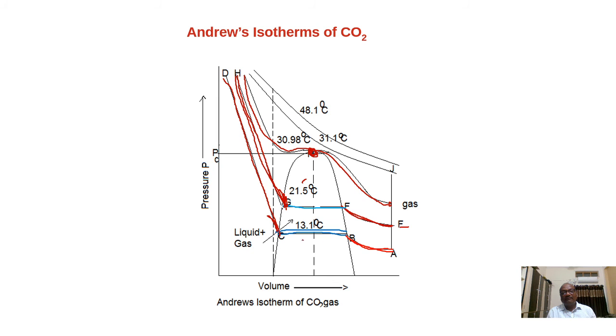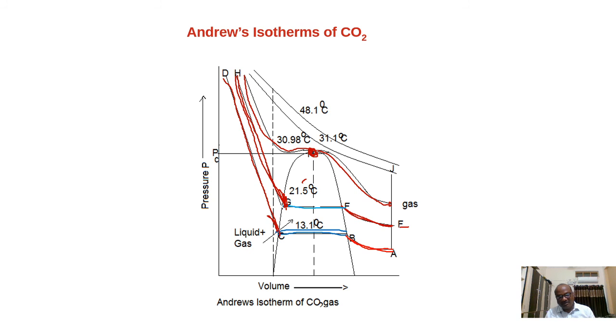And between B and C and F and G, you can see the clear meniscus or distinction between the liquid and vapor. But at point P, at 30.98 degrees centigrade, it is not possible to see this distinction. Means it is not possible to see the meniscus between the liquid and vapor. The gas suddenly converts into liquid state. This point P is called the critical point of carbon dioxide.